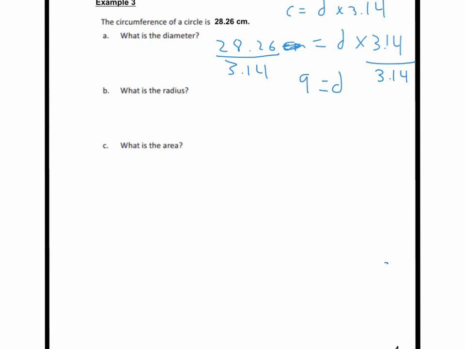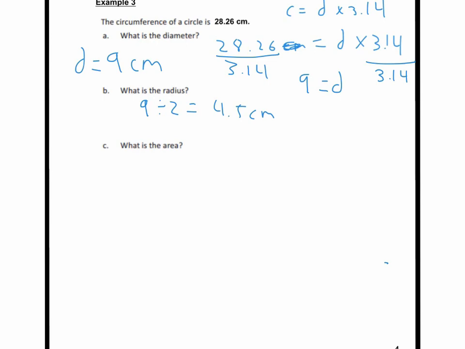So what is the diameter? D equals 9, and it's centimeters. Okay. So then what is the radius? Well, how do we find the radius if we know the diameter? You take that diameter and cut it in half, divided by 2. And that would be 4.5 centimeters. Okay. So now it asks for the area.